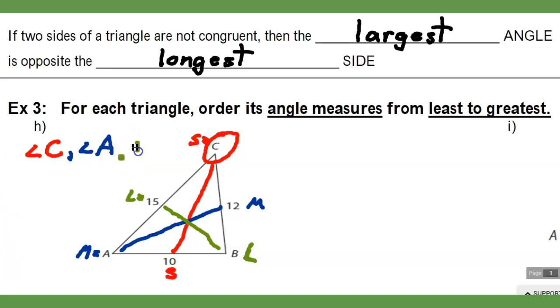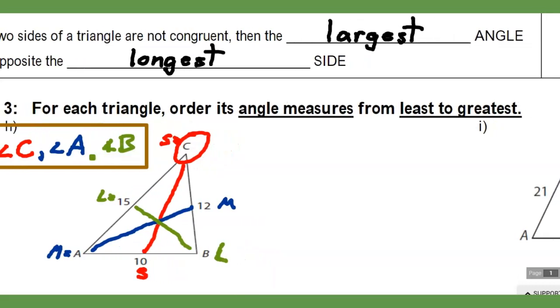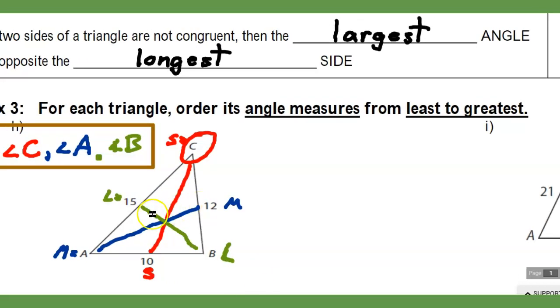Angle B. There we go. Okay. Now, it's not necessary to actually write all these lines and everything. If you can visually just look across from something, that's perfectly fine with me.